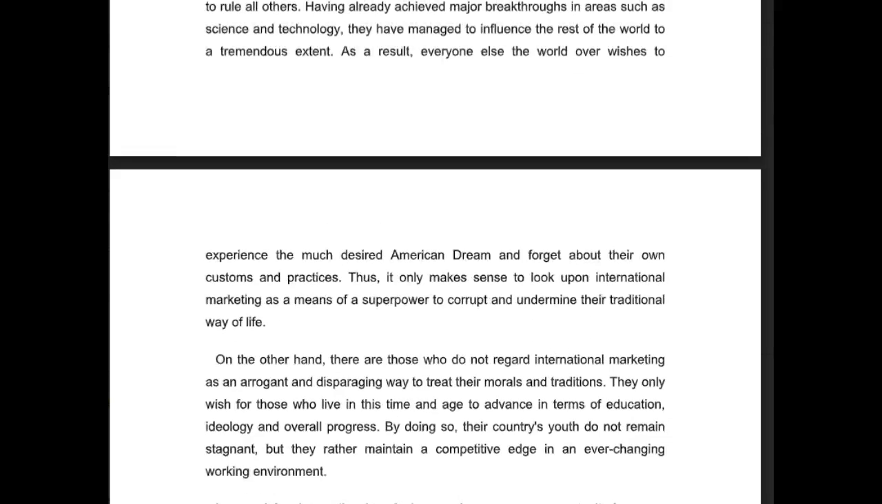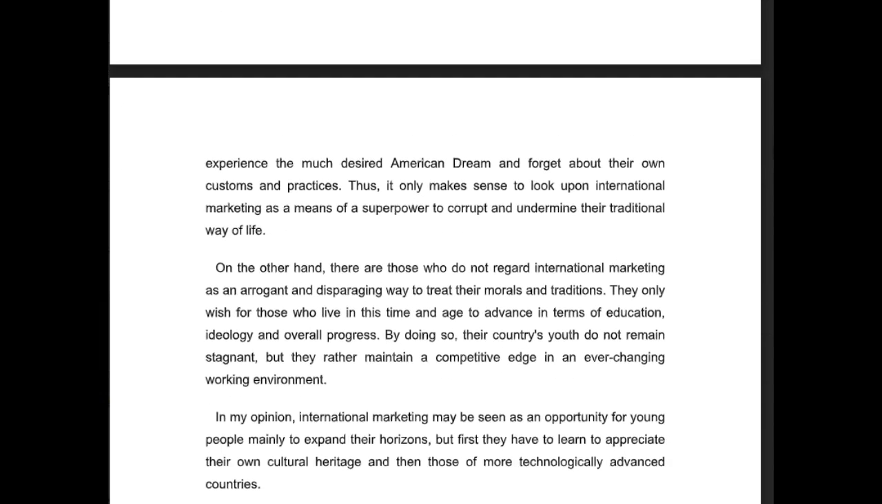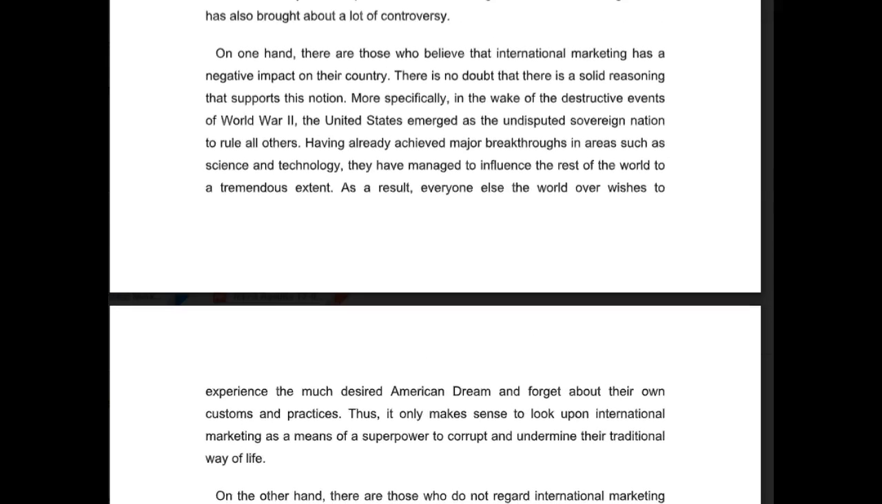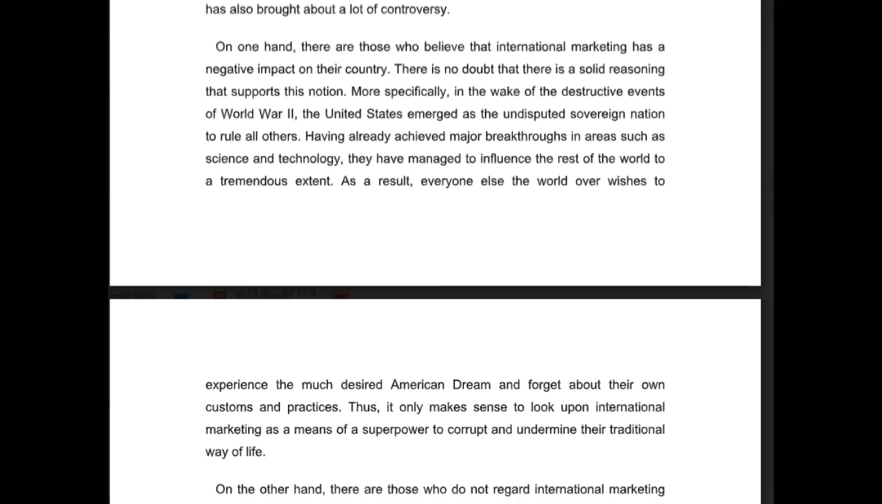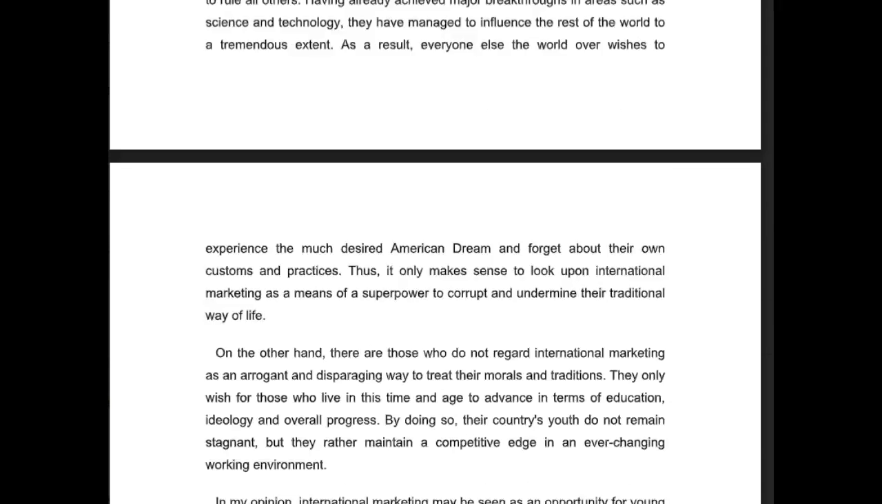Okay? Now, even looking at this, you talk about the United States influencing the world to a tremendous extent, etc. Everyone wants to experience the American dream. So it doesn't explain to us how, because you're explaining something rather positive, so it doesn't make sense then to the reader why you see this as corrupting and undermining the traditional way of life. So if you had developed this a little differently, it would have accomplished your goal much better, okay?